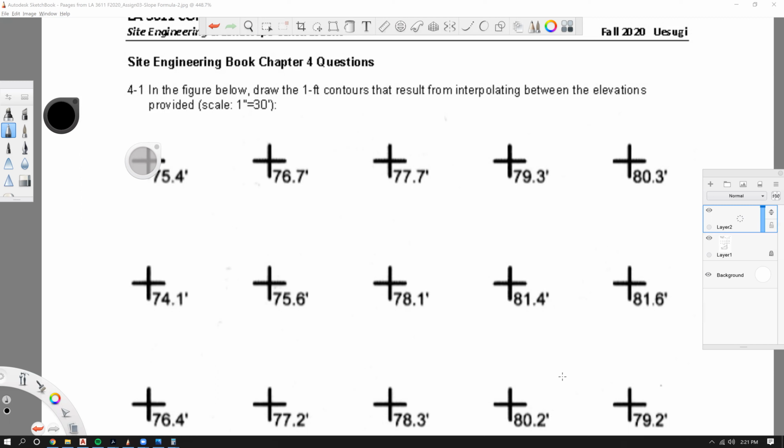So at 30 scale, which it says, right? So, okay, what we're gonna do is remember how to do these really quick.